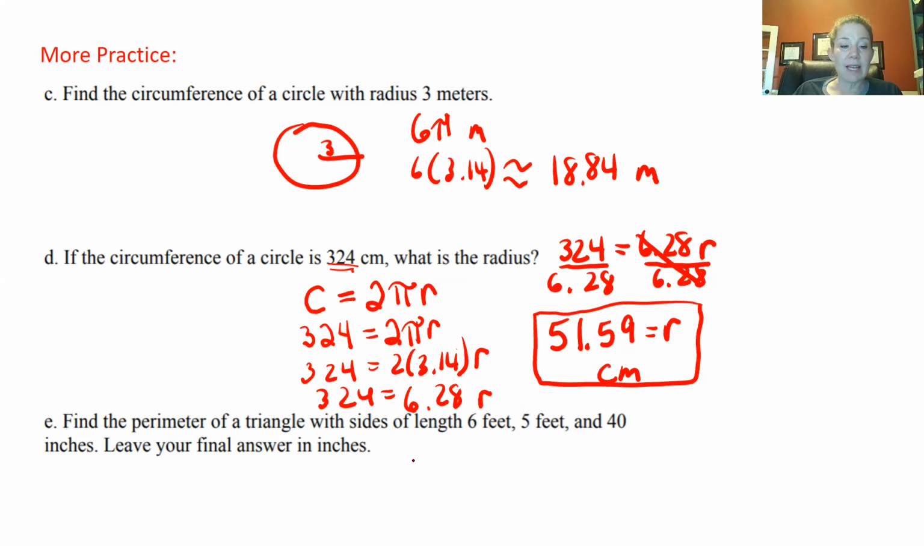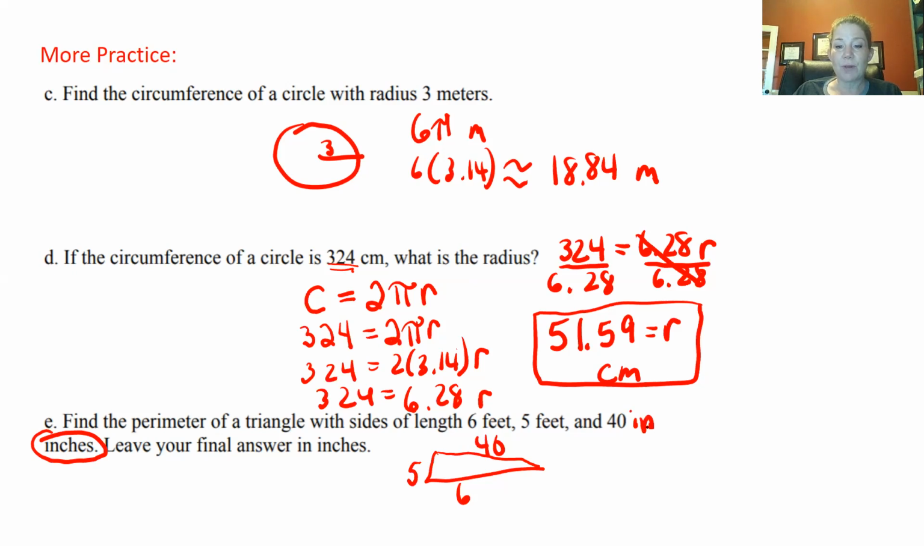All right, letter E, find the perimeter of a triangle whose sides are, goodness, that's, I don't even know how to draw that. 5, 6, and 40. That can't be right because 6 is way too long. But anyway, so if we added up 40 plus 6 plus, oh, because it's 40 inches, you guys, I was not paying attention. So that makes a big difference, doesn't it?